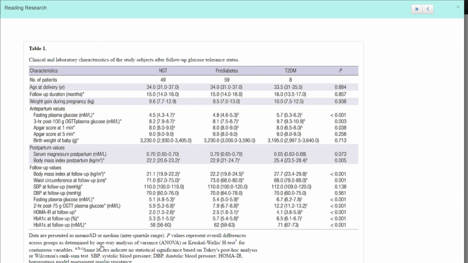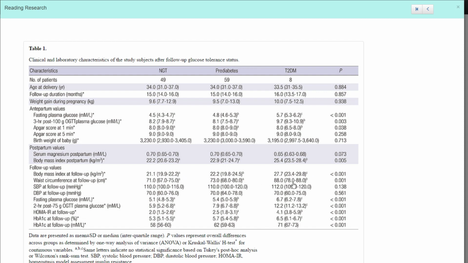Now, if we read down here, it says they've done a one-way analysis of variance or a Kruskal-Wallis test for continuous variables. Same letters indicate no statistical significance based on Tukey's post hoc analysis. So over here, this is the p-value for the overall test, and it says there is a significant difference between the groups. And here we've got these little letters A, B, and C. So it's saying that each of these groups is different from each other.